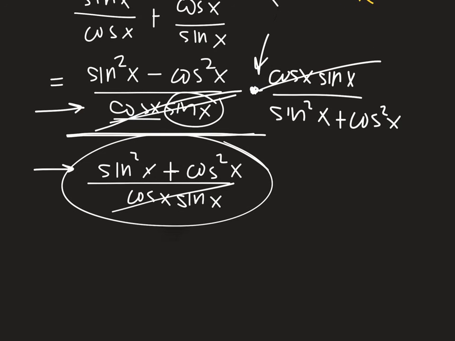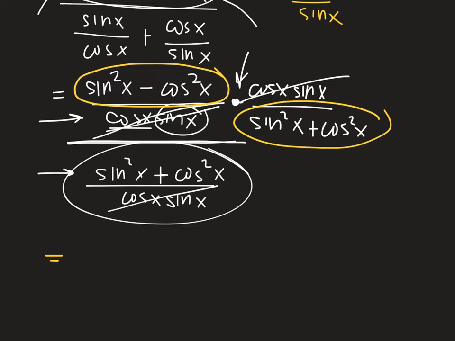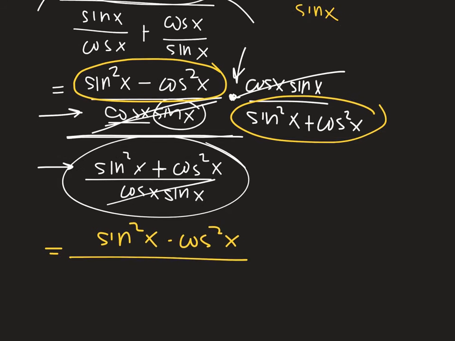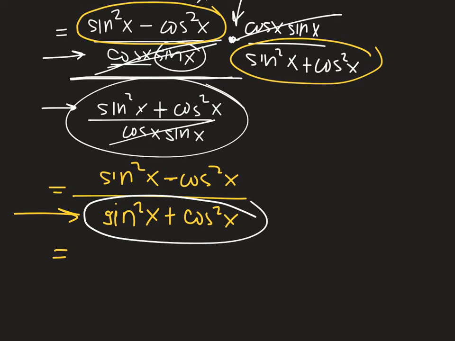Now, looking at the remaining expression, you have sine squared x minus cosine squared x over sine squared x plus cosine squared x. I think it's best if we write that down so that you can see what happened after the previous step. That's the resulting expression after we cancel cosine x and sine x. Now this is an identity. You should know this. This is equal to 1.